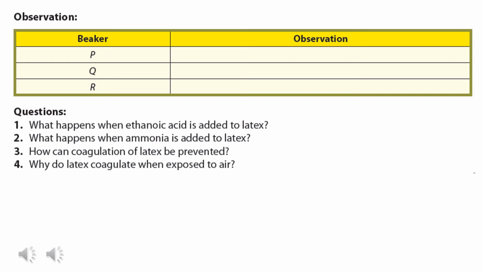Latex in beaker P, where ethanoic acid is added, coagulates, while latex in beaker Q, where ammonia solution is added, does not coagulate. Latex in R, when left for a long time by itself, will coagulate. Why does latex coagulate when exposed to air? Find out the reason. It has something to do with microorganism activity.